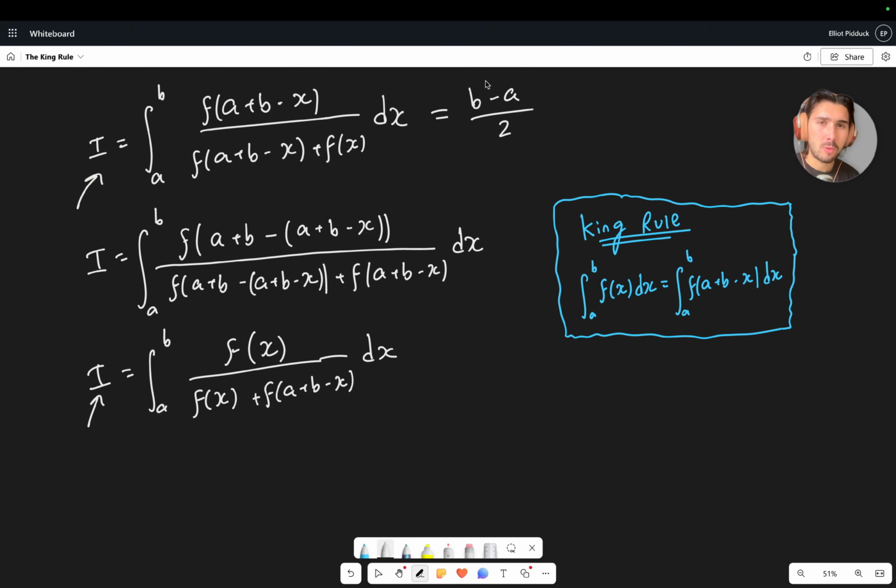Remember, we don't yet know that this is true, so ignore that. We don't know that that's true yet. So let's say that's a bit of a mystery. All I'm saying is to take this version and this version. They are the same thing. Because of the king rule, we know they're the same. And all we're going to do is add them together.